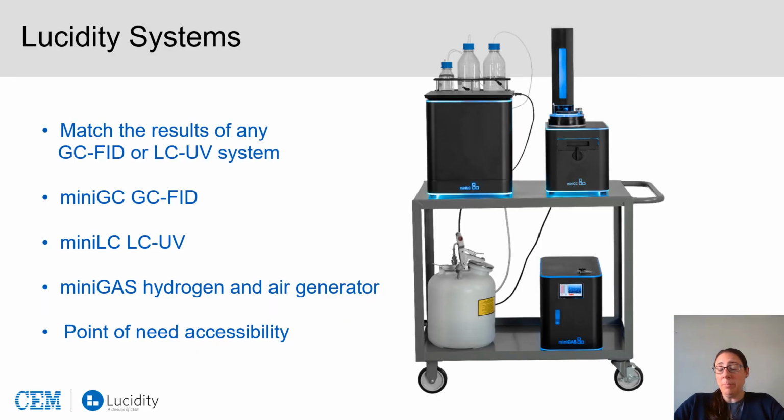So we do sample preparation, right? Now we got to do analysis. And Lucidity Systems offer some great options for some routine analysis that you would do on these samples that we've now extracted. So Lucidity Systems are going to match the results of any GC-FID or LC UV system. Lucidity has 3 products. It has the miniGC, which is a GC-FID. It has a miniLC, which is an LC UV system, and it has the miniGAS, which is a hydrogen and air generator. And you see them all pictured on the cart there.